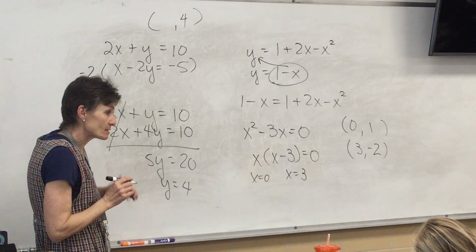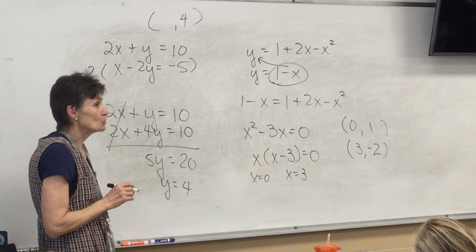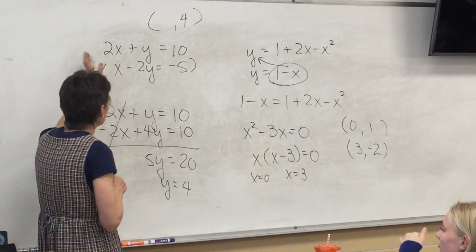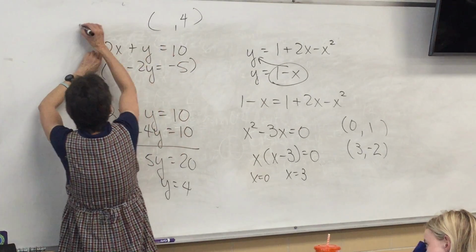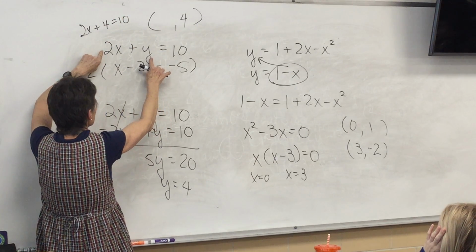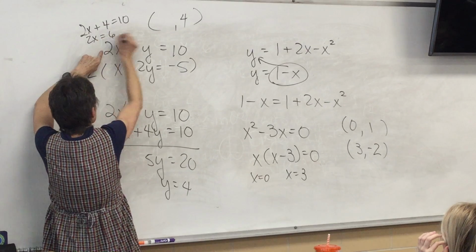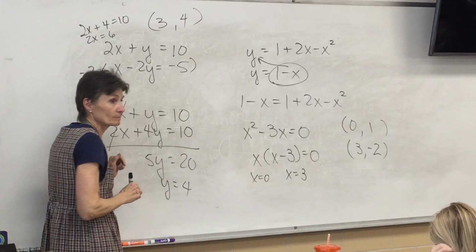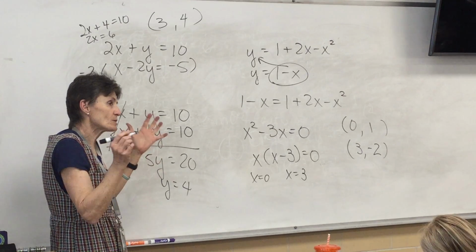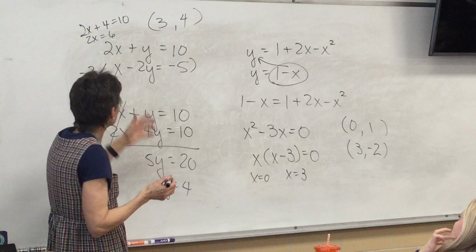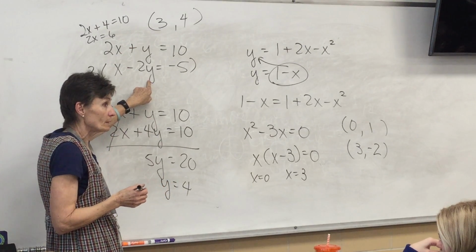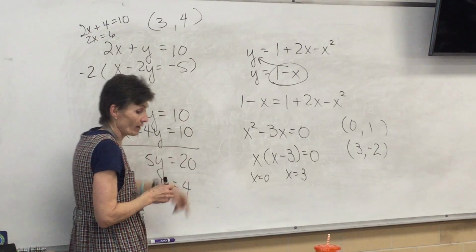How do I get my x? Just like I did before, I'm going to plug it in. It doesn't really matter where I plug it in, anywhere you want. I'll just put it in this one. So 2x plus 4 equals 10, if I put 4 in right here. So 2x equals 6, and it looks like x is 3. If it's a quiz or something and I want to check my answer, go to the other equation and put in 3 and 4 and make sure it comes out to be -5.